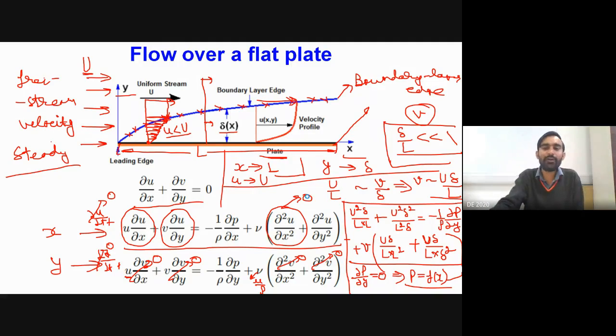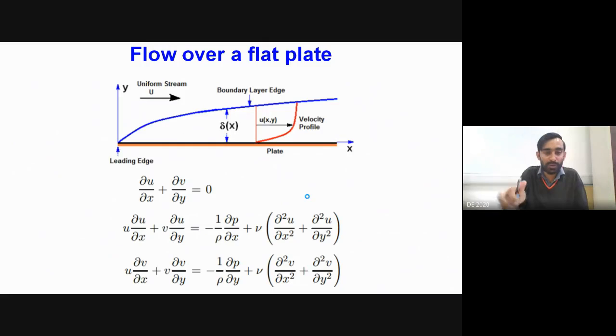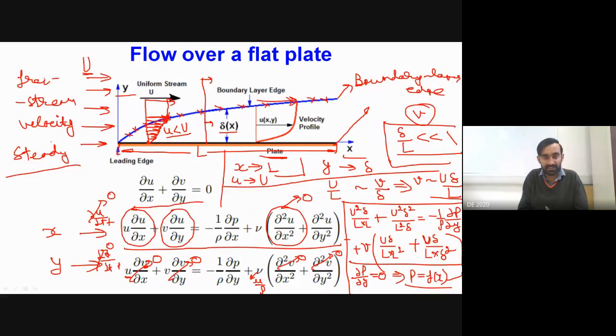Okay, so after all these simplifications, finally, sorry, I have told you wrongly. The terms on the left hand side will actually be significant, and on the right hand side, this particular term del square u by del x square will be equal to 0. This will come once you do this type of scaling analysis, whatever I have shown for y momentum, if you do it for x momentum also.